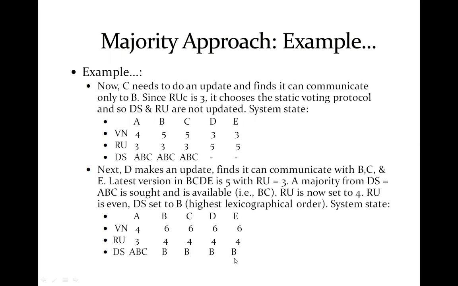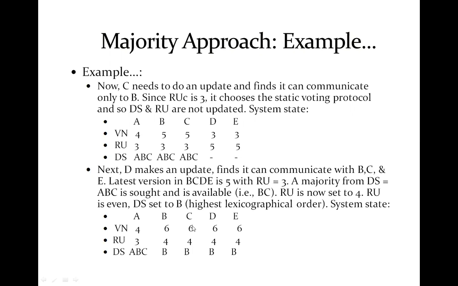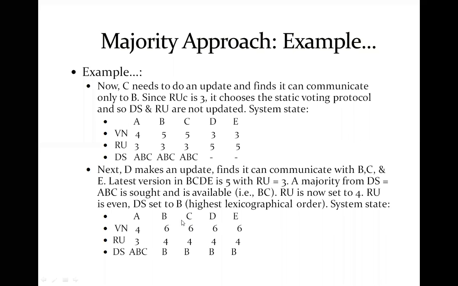Now, suppose C is going to receive an update and it finds that it can communicate only with B. So let us see what will happen. Now the partition has been formed as BC. The BC contains half the sites in the partition, and also contains the distinguished site P in the list. The distinguished site P is available.